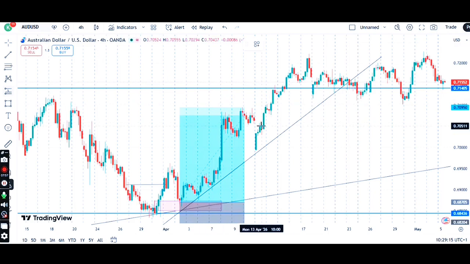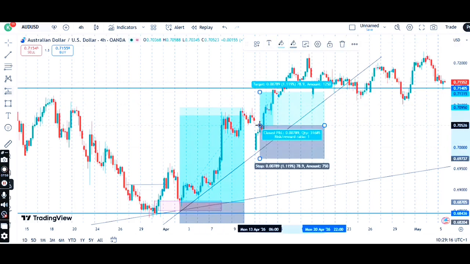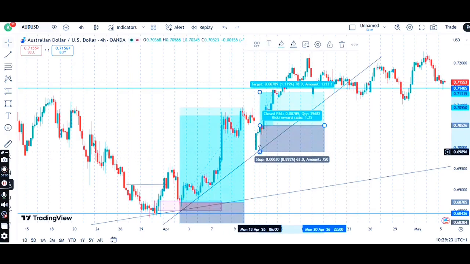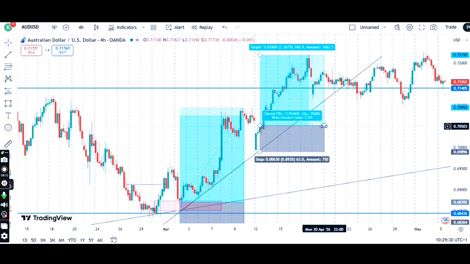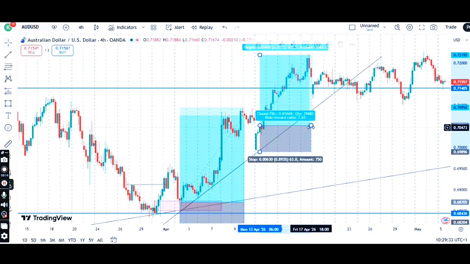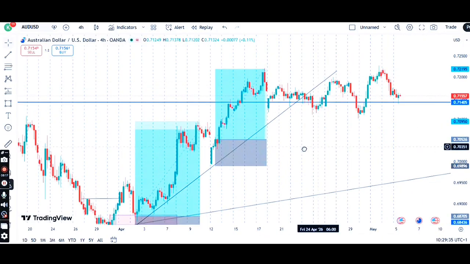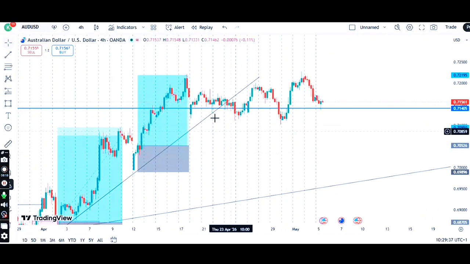You would have entered the market at this point. Set your stop loss just here, and set your take profit above here. So this is exactly what you would have done. And then now the market is trading at this particular point at a key zone in the market.